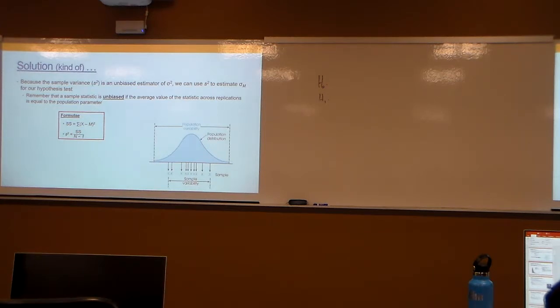So if we take all possible samples of a given size that could be drawn from the population, calculate whatever statistic it is that we calculate, and if the average across all those samples is equal to the population parameter, we know that our statistic is unbiased. Right? And so, people follow me up to this point? So we know that the sample variance is an unbiased estimator of our population variance, but we run into problems when we look at the sampling distribution of our sample variance.